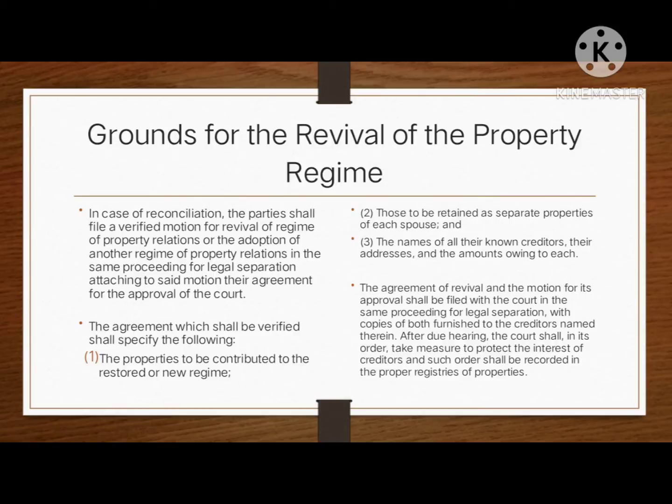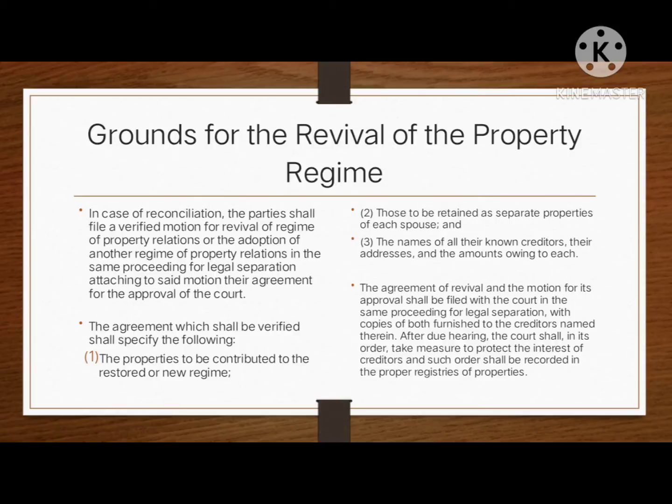So, in case of reconciliation, the spouses shall file a verified motion for revival of the regime of property relations or for the adoption of another regime of property relations in the same proceeding for legal separation, attaching to the motion their agreement for the approval of the court. Since the properties are separated, the couple is not allowed to remarry since their marriage is still valid. Although they are separated or the properties are separated, they are still legally married.